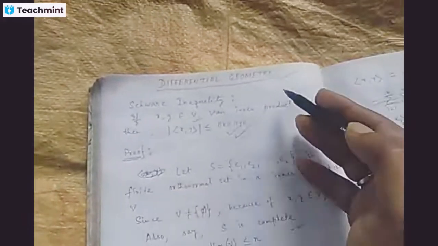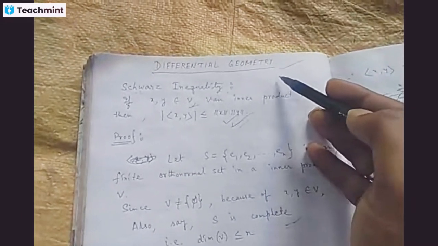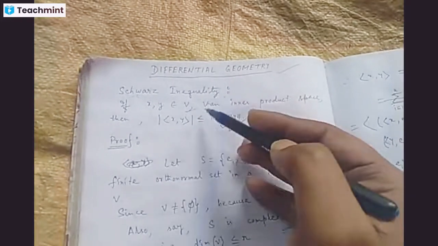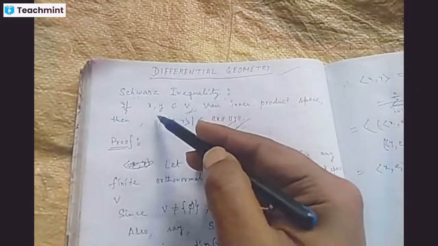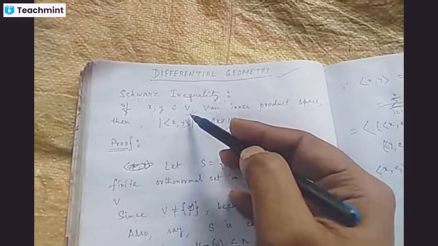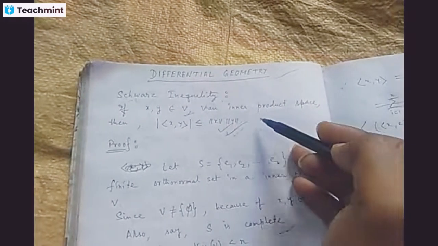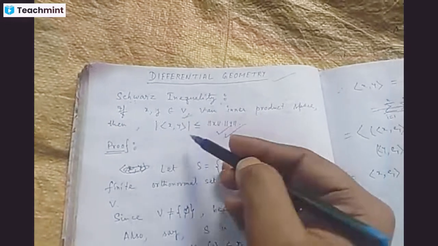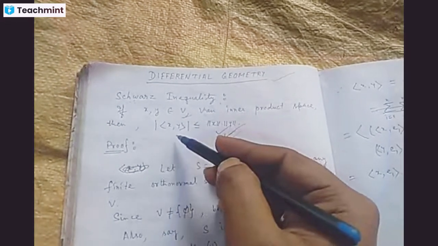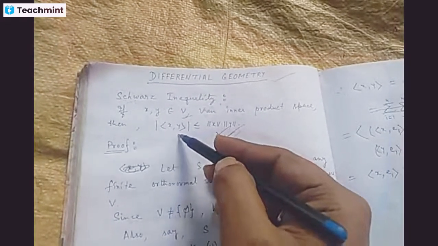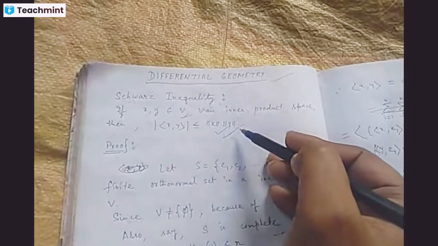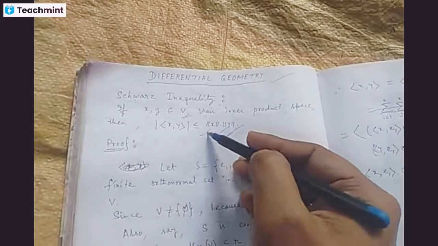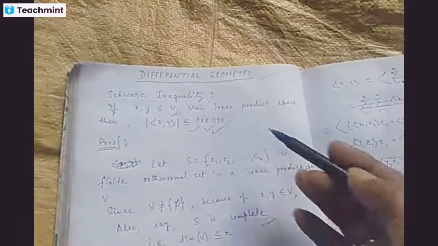Students, I again discuss a topic in differential geometry. This is the Cauchy-Schwarz inequality. Let any two vectors x, y belong to an inner product space V. Then we can show, through the Cauchy-Schwarz inequality, that the modulus of the inner product of x and y is less than or equal to the norm of x times the norm of y. So less than or equal to is what we have to prove. I have proved it in another way.